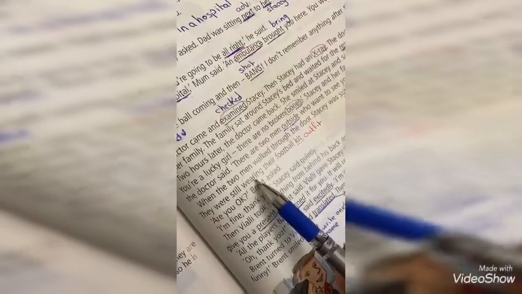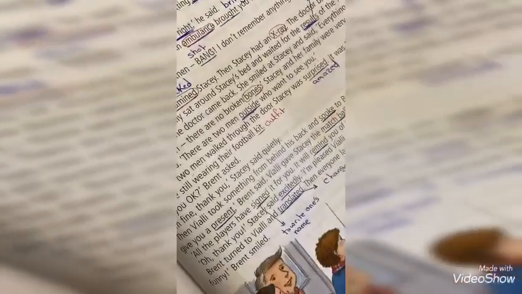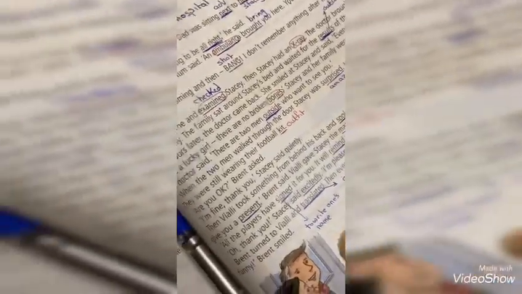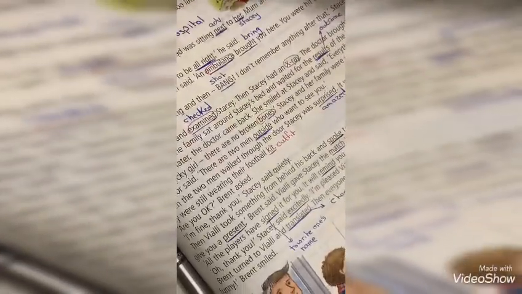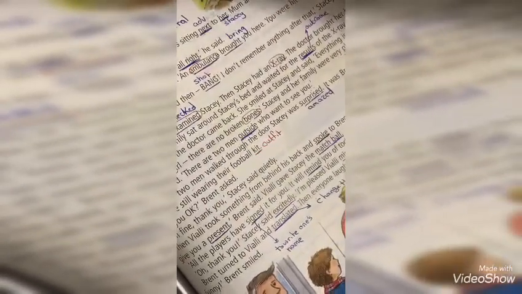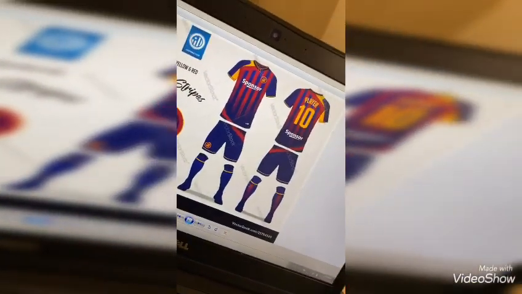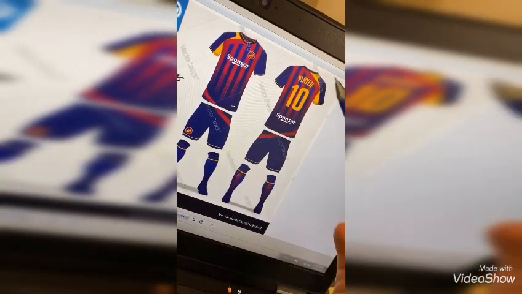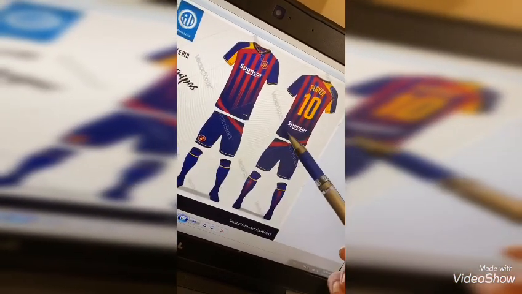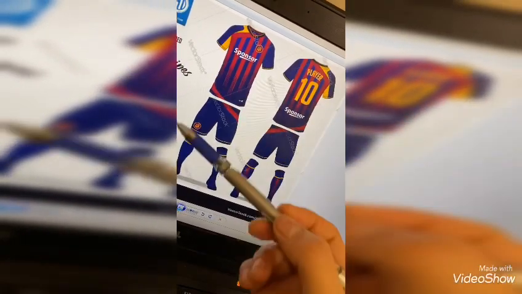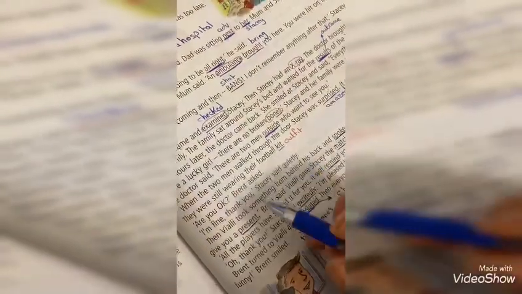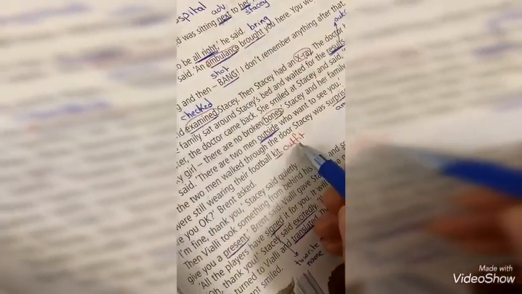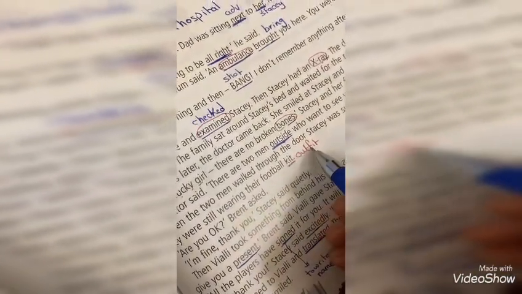They were still wearing their football, what? Kit, the football kit. Look at this picture. This is the football kit. What is the meaning of football kit? It is clothes. So, what is the meaning of kit? It is clothes or outfit. Kit means the outfit or the clothes.